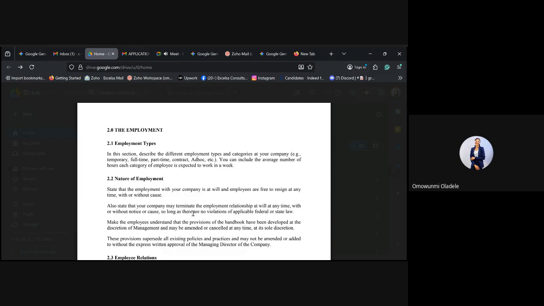Another thing you need to take into consideration is the nature of employment, or work mode. A lot of things are in relation to this. For my organization, we work remotely, and some people work from the office, hybrid. And then another thing is whether your company may terminate the employment relationship at any time.